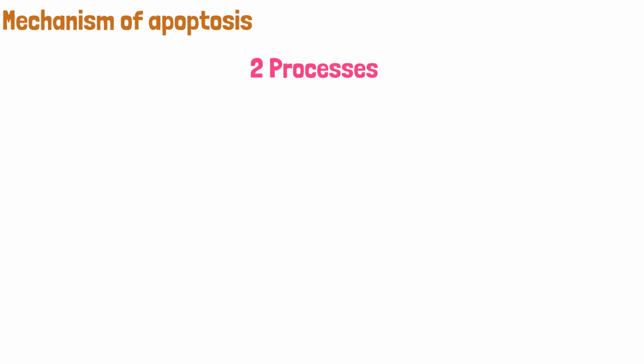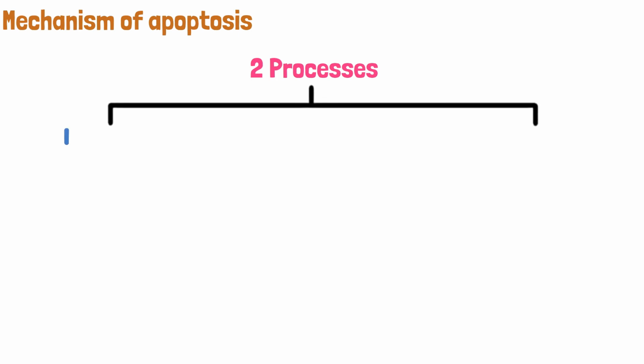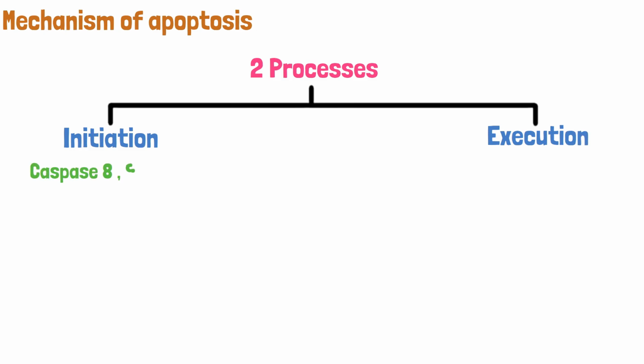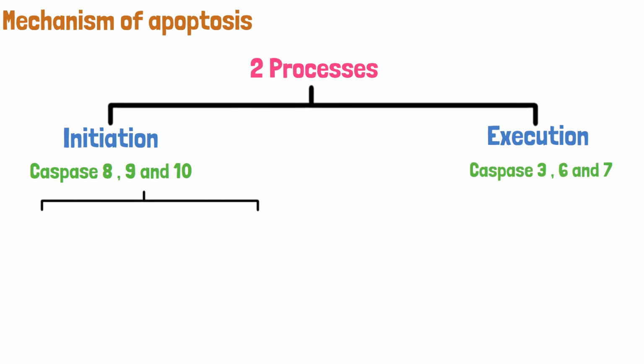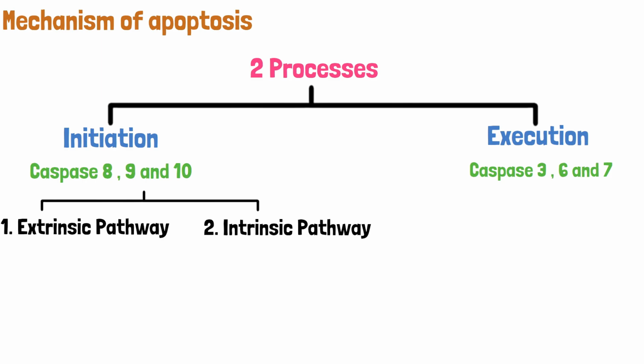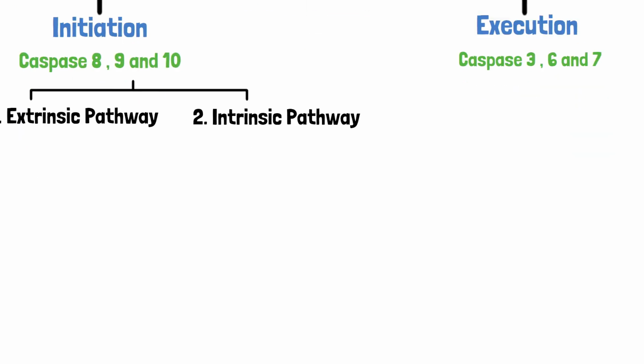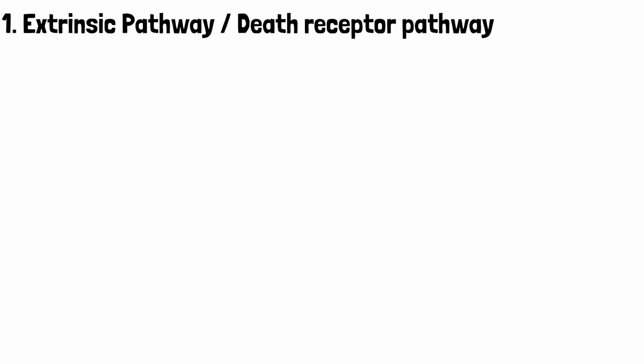So, there are two processes involved, known as initiation and execution. Initiation is caspase 8, 9 and 10 dependent. And execution is caspase 3, 6 and 7 dependent. Initiation is further classified into two pathways, the extrinsic and intrinsic pathways. Let's discuss each of these separately. Starting with the extrinsic pathway, also known as the death receptor pathway.